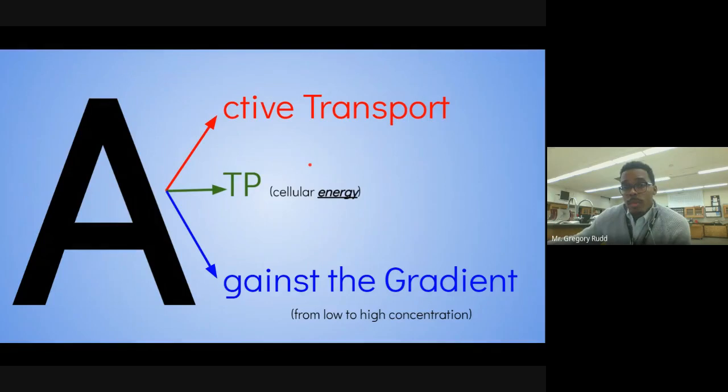The way we like to remember this is with the 3 A's. Active transport requires ATP, which is cellular energy, to move things against their gradient from a low concentration to a high concentration. Active, ATP, against.